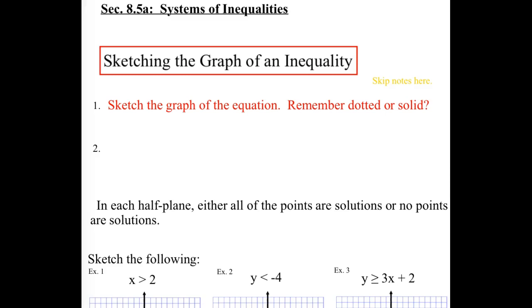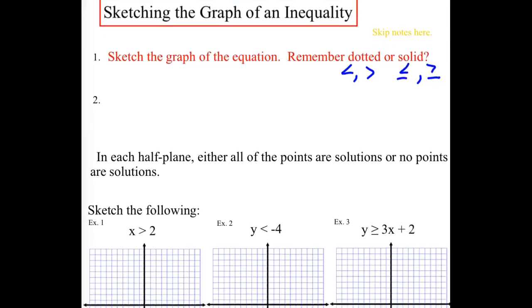Do you remember when we used the solid lines? If it's equal to. So we can use solid lines for less than or equal or greater than or equal. But if there's no equal sign, strictly less than or greater than, then we have to make it dotted.